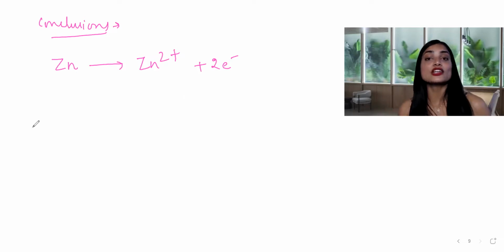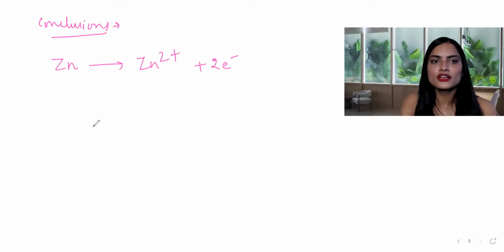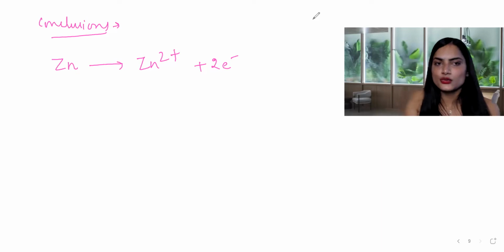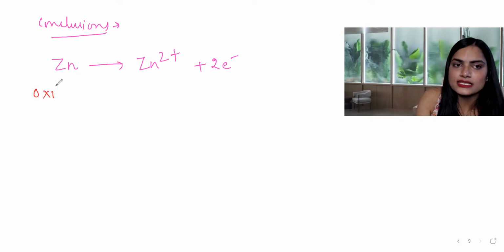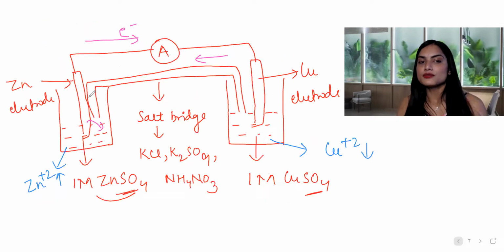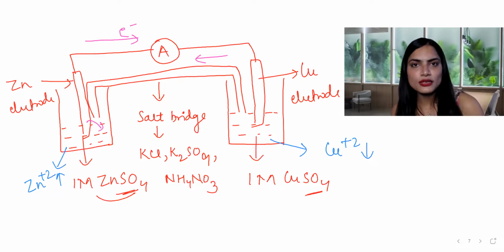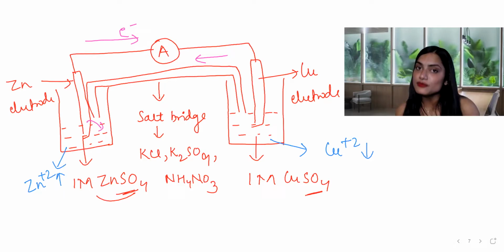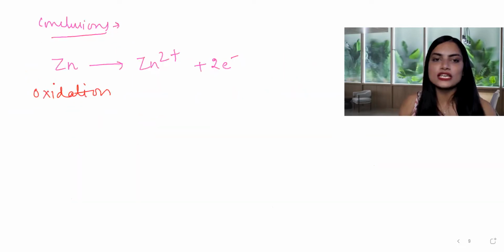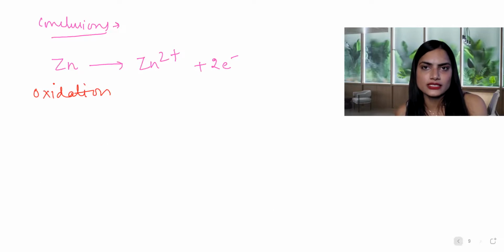So here we can say that loss of electrons is called oxidation. So at the zinc electrode, oxidation is taking place. I'll tell you again the point: because the concentration of Zn plus 2 ions in the solution is increasing, that means zinc atoms are oxidizing, and oxidation means loss of electrons. So here I have written that zinc is losing electrons and is converting to Zn plus 2 ions.